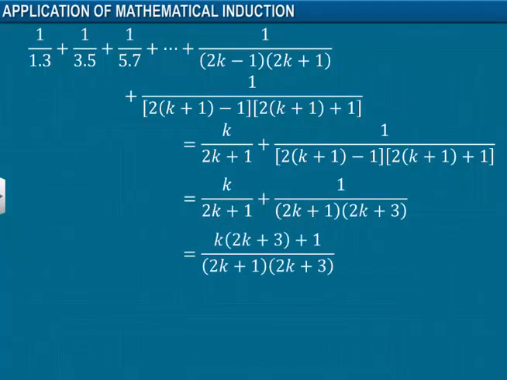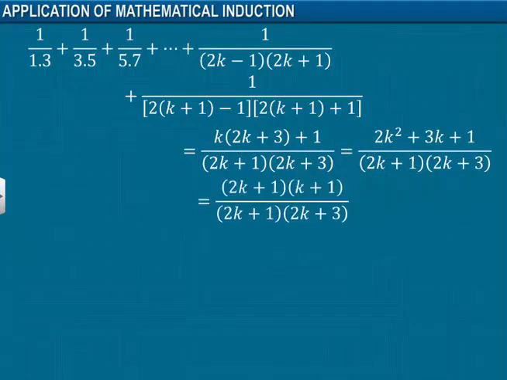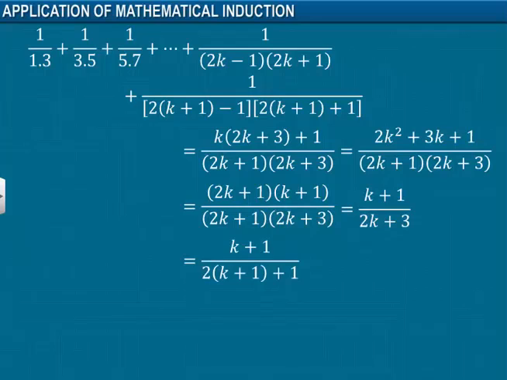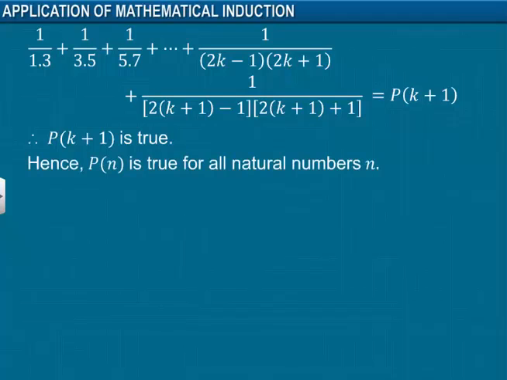On factorizing the numerator, we get 2k plus 1 multiplied by k plus 1. The denominator can also be written as 2 times k plus 1 plus 1. This is equal to P of k plus 1. Therefore, P of k plus 1 is true. Hence, the given statement is true for all natural numbers n.